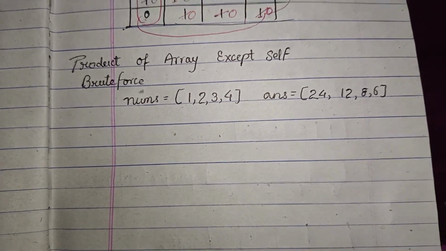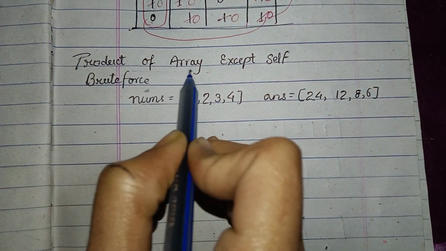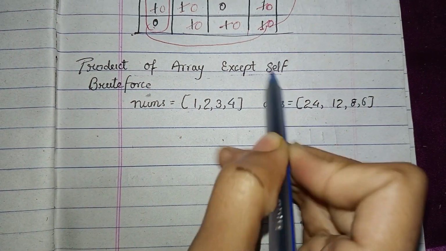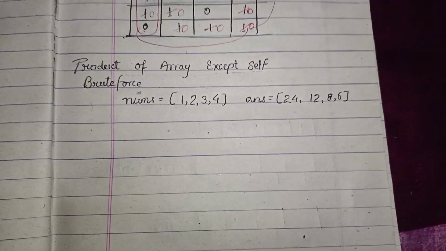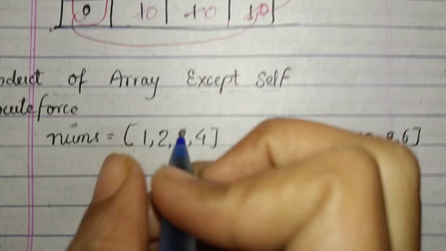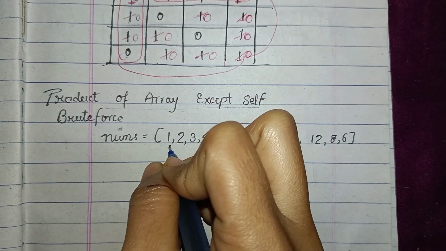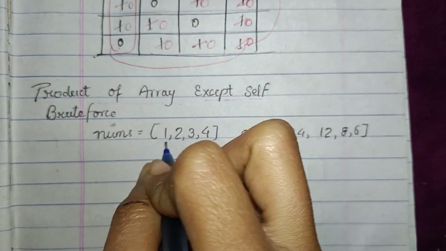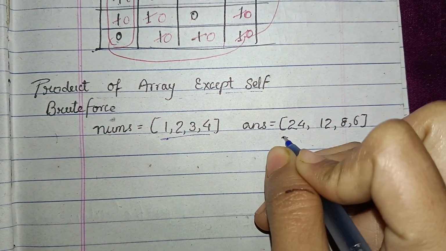Hi guys, so today we are solving product of array except self. Okay, so what we are going to do here is this. We have to take the product of this array and store it in ans.